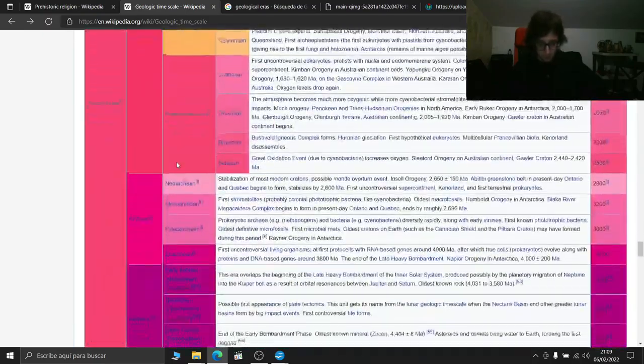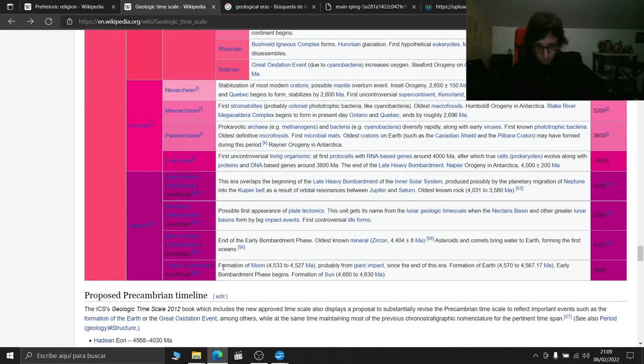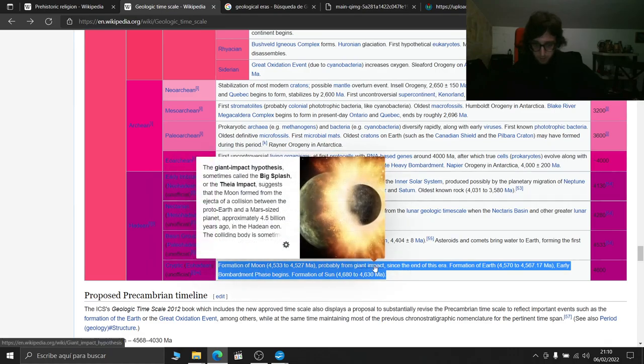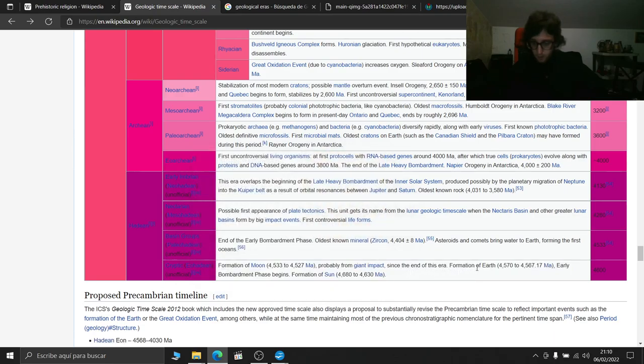But just think that we started with the formation of the moon. You see here at the very beginning, formation of the moon, probably from a giant impact. The giant impact hypothesis, sometimes called the Big Splash or the Theia impact, suggests that the moon formed from the ejecta of a collision between the proto-Earth and a Mars-sized planet, approximately 4.5 billion years ago. Formation of Earth, early bombardment phase begins, formation of the sun.